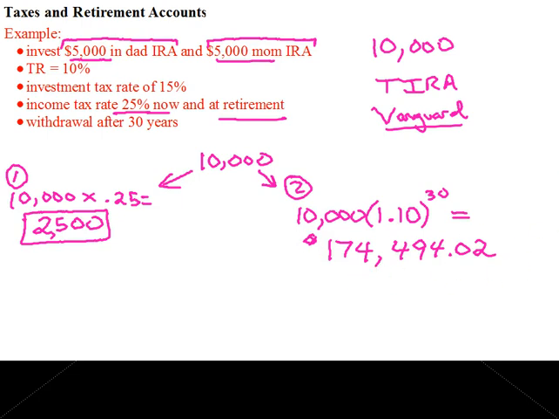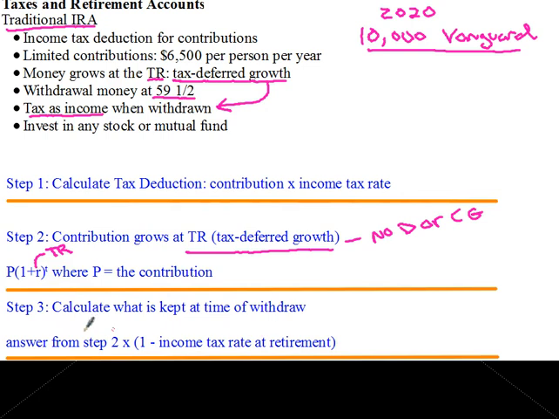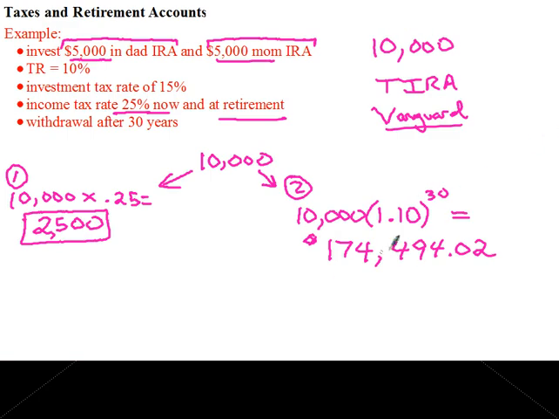Now, step number 3, they don't get to keep all of that, because when you take the money out, you have to pay income taxes. So we got to take our answer to step number 2 and multiply that by 1 minus the income tax rate at retirement. Okay, let's talk about why that is. So step number 3 is I'm going to take this $174,494.02. I'm going to multiply that by 1 minus my income tax rate, which is 25% at retirement. So times 1 minus 0.25.